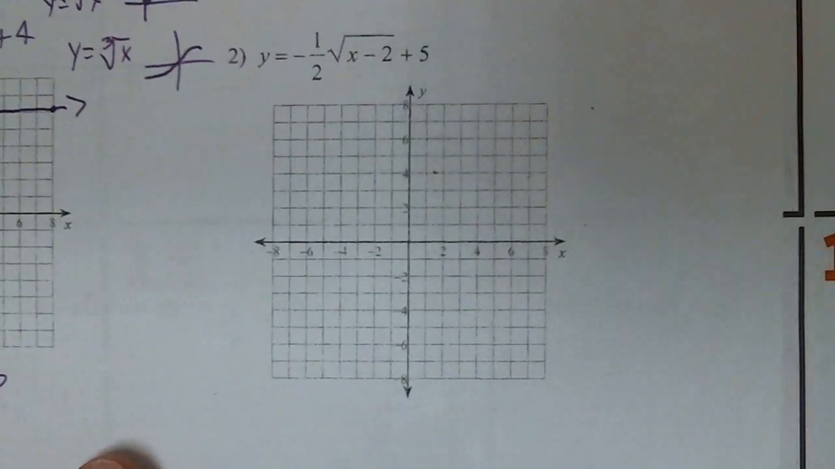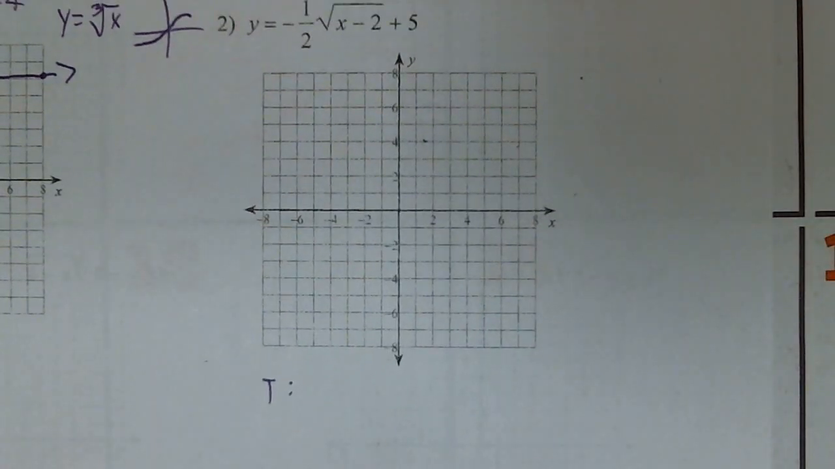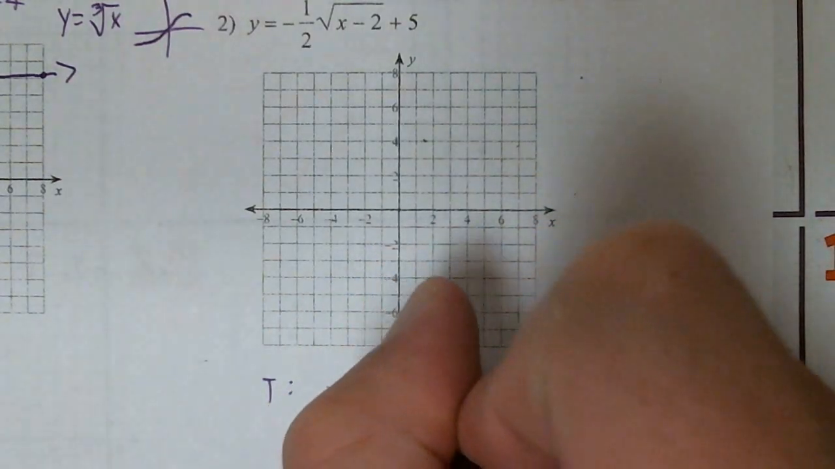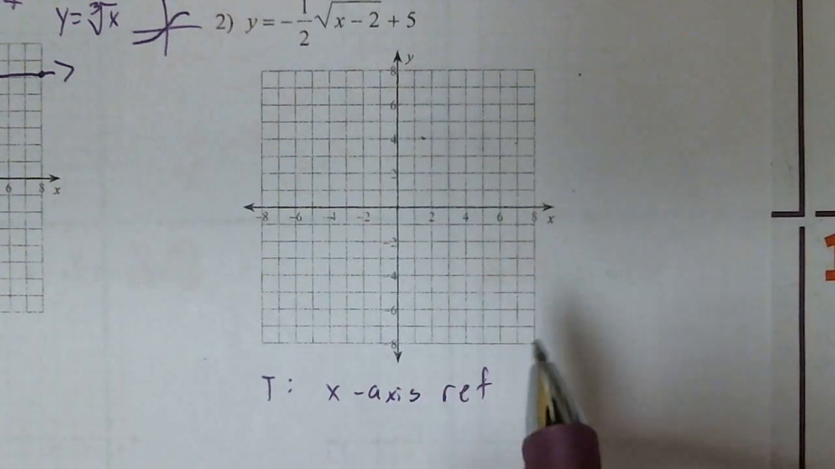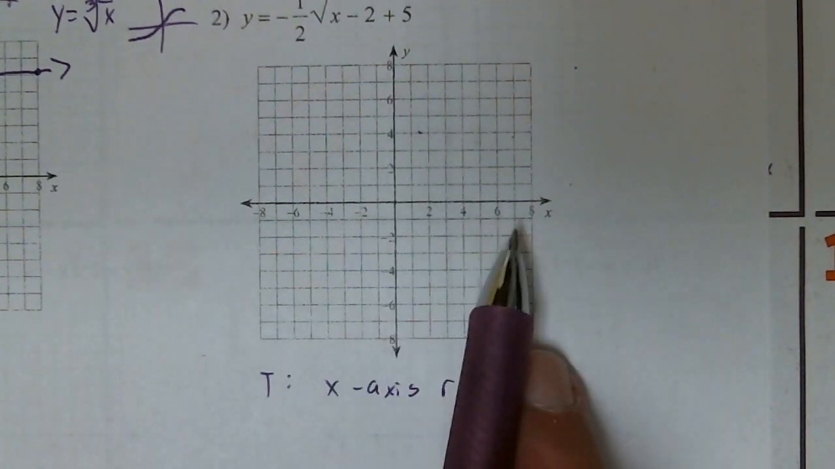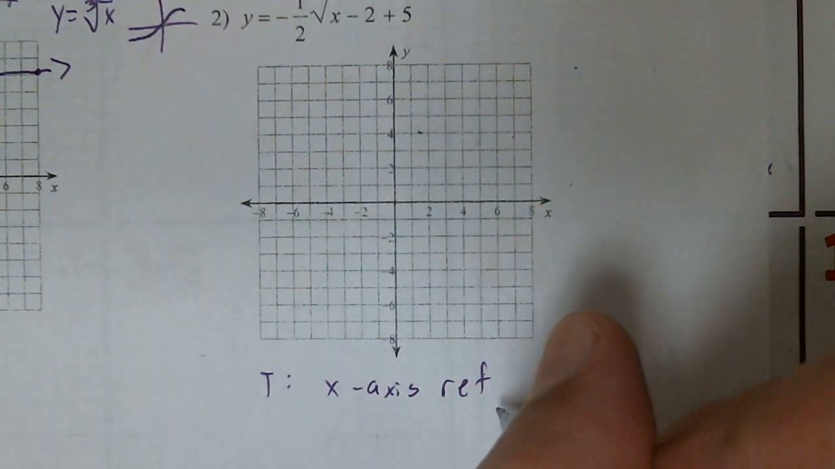Okay, number 2. I'm just going to write T for transformations so I can get through this video pretty quickly. Do I see a negative? Yes, I do. So that is an x-axis reflection. Okay, you've got to put x-axis reflection. You can't just write reflection, because I don't know whether it's a y-axis or an x-axis reflection.